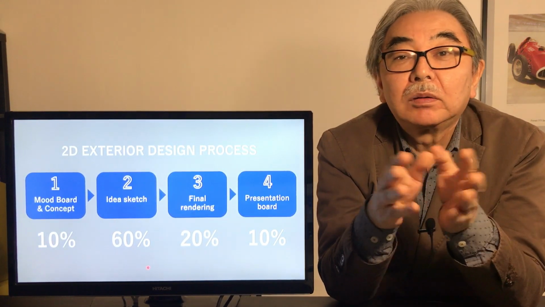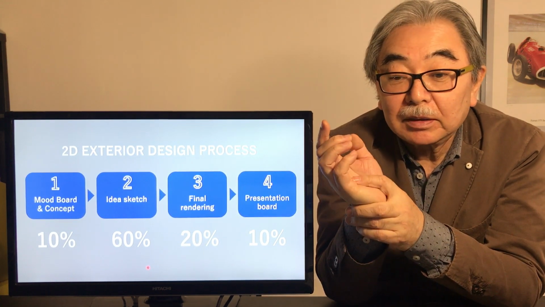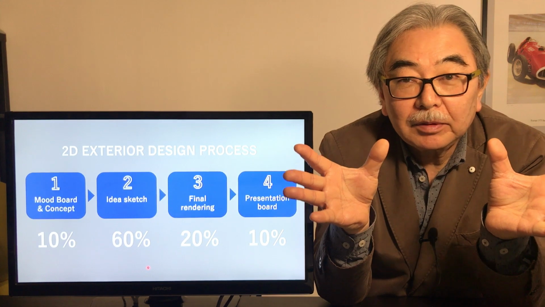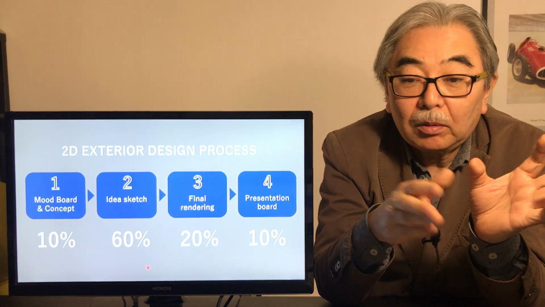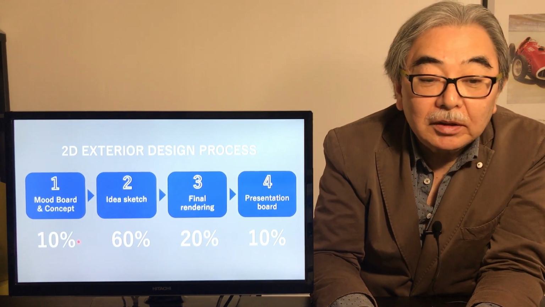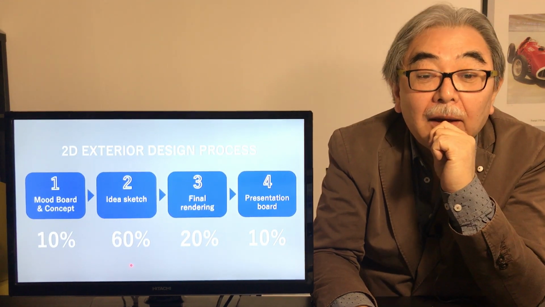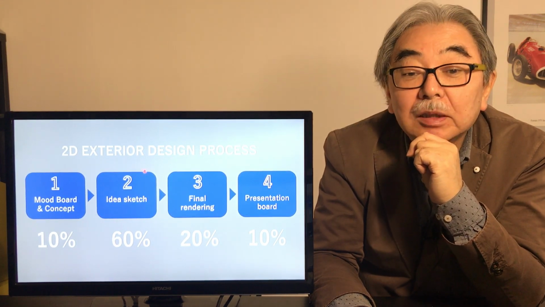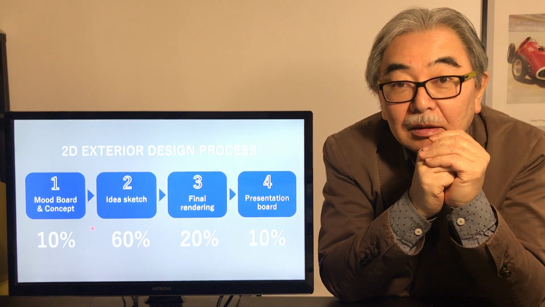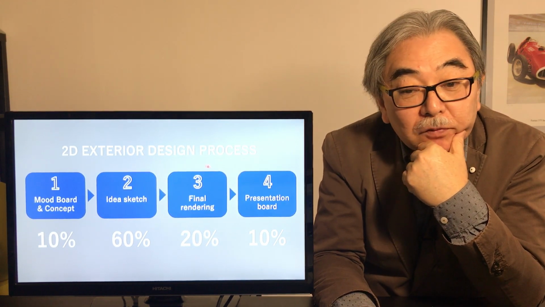So now we have looked at the mood board and concept, idea sketches, the final rendering and the presentation board. I just want to add one more piece of information. If you have a certain time, let's say 10 days from mood board to presentation, I would give the mood board and the concept 10%, meaning 1 day for the mood board, and idea sketches 60%. This is the most important part, and nice cultivation and materializing is needed, right? So I would give 6 days here.